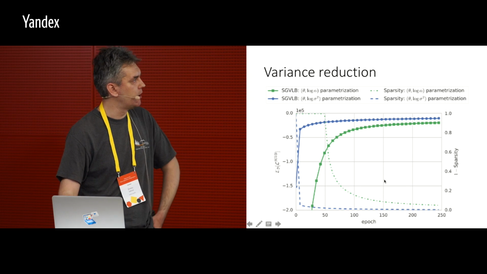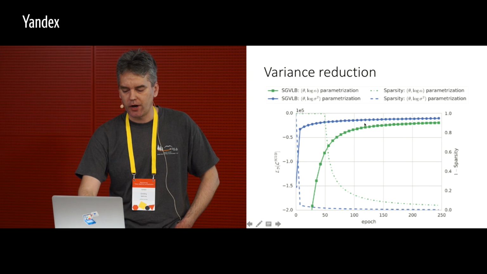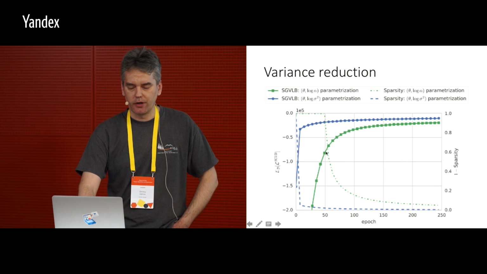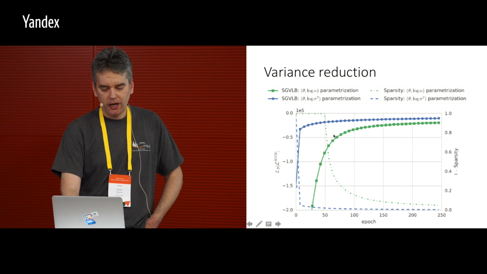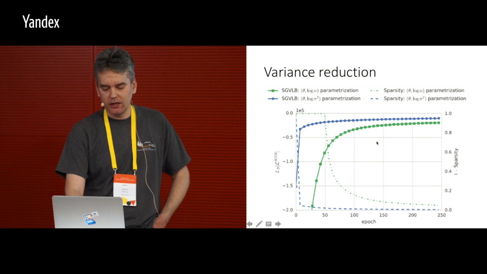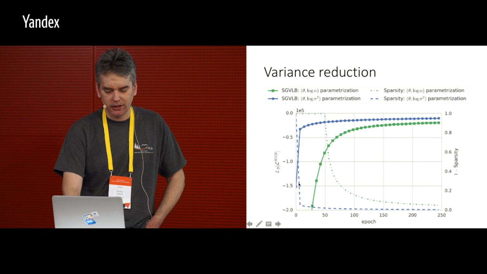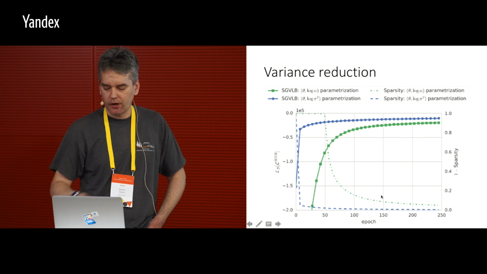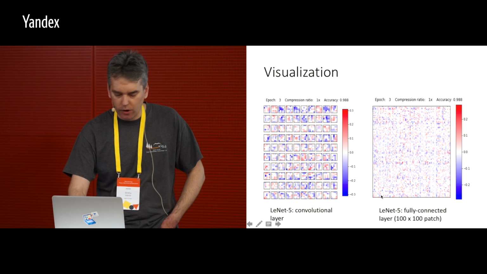This is the comparison of two different parameterizations. We may see that the theta sigma parameterization, the blue line, converges much faster in terms of ELBO in comparison with the theta alpha parameterization, which is shown in green. What is interesting is the 1 minus sparsity, so the number of non-zero weights. We see that the sparsity is really quite impressive, and again, the convergence is much faster than in the old parameterization theta alpha.